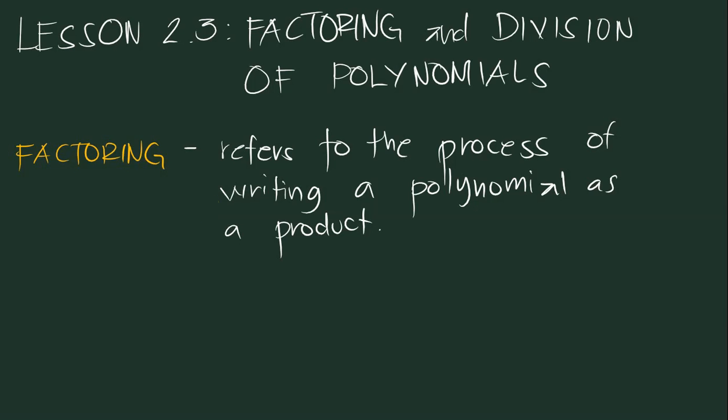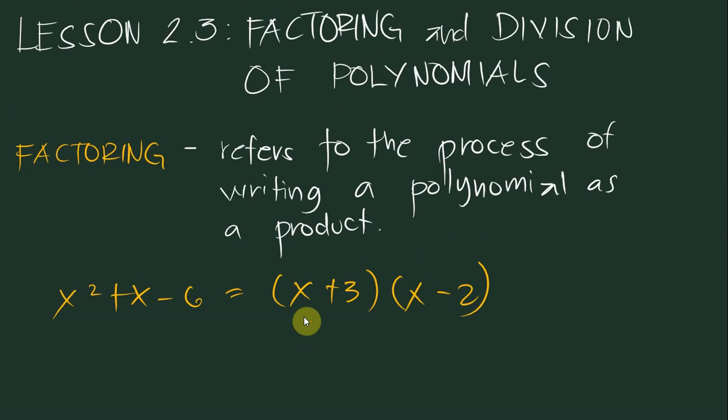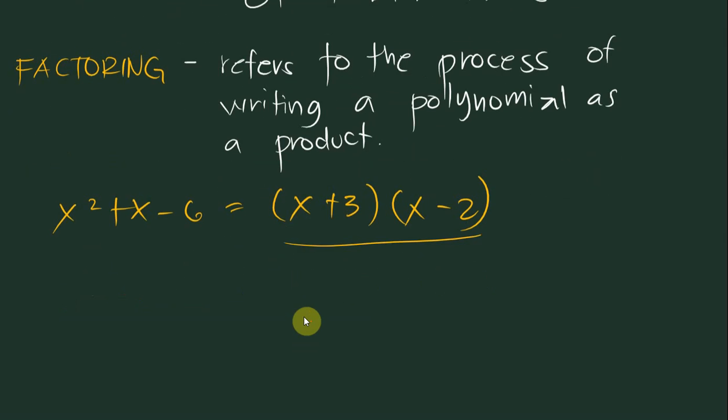Let's say you have x squared plus x minus 6. Then the factors of that are x plus 3 and x minus 2. We'll discuss the techniques and how to factor later, but as of now, these are the factors of this particular polynomial.